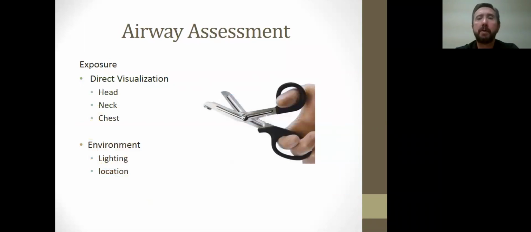Of course, we're even going to expose as well in the airway assessment. We're going to want to remove the patient's clothing so we can get a good direct look at the neck. Obviously, anything that would be covering the head, such as hats, and of course, looking at the chest. You know, adequate lighting and environmental control may be necessary to ultimately assess and manage the airway. We may have to move to a different location, depends on the situation or logistical environment that we're in, such as an ambulance, ditch, or even a resuscitation room. Okay.